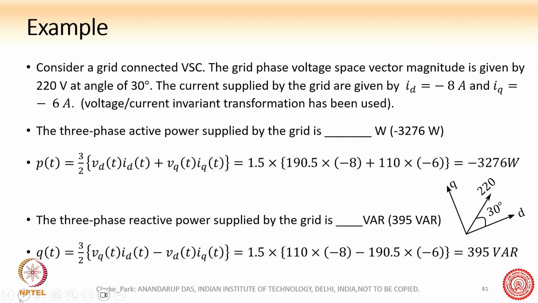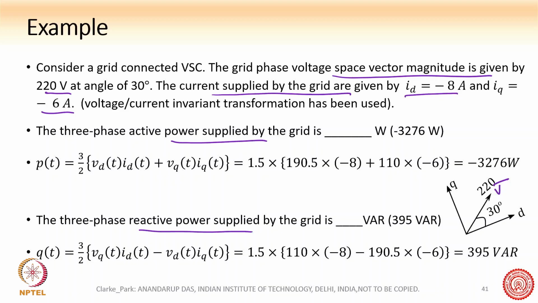The last example here is this one. Suppose you have a grid connected VSC. The grid voltage space vector magnitude is 220 volt at an angle of 30 degree. So this is your grid voltage. The current supplied by the grid are given by ID is this much and IQ is this much. So what is the three-phase active power and what is the three-phase reactive power supplied by the grid?